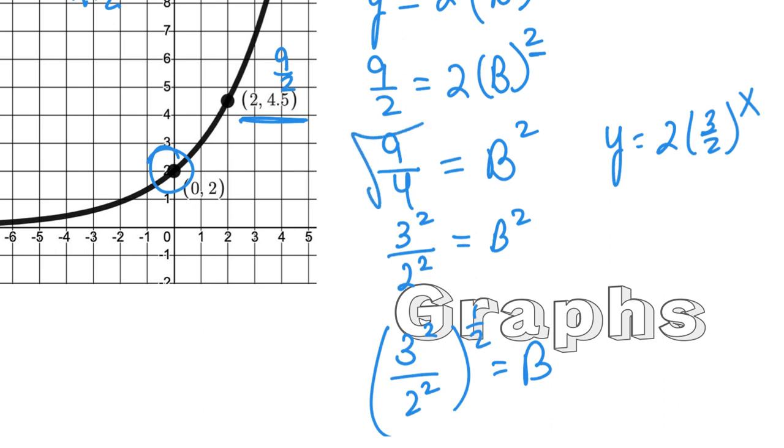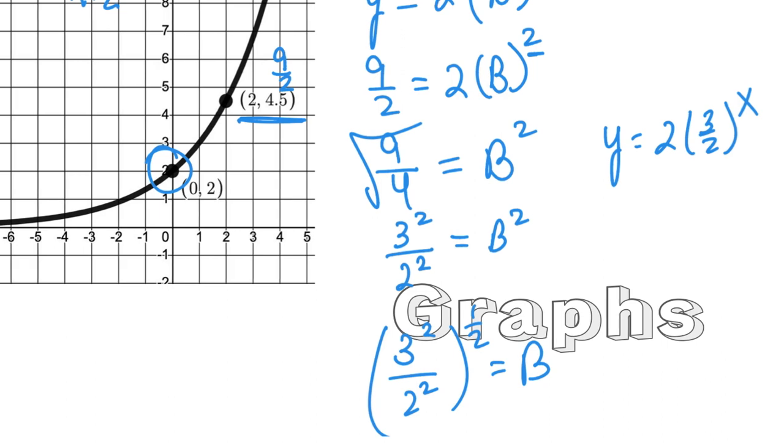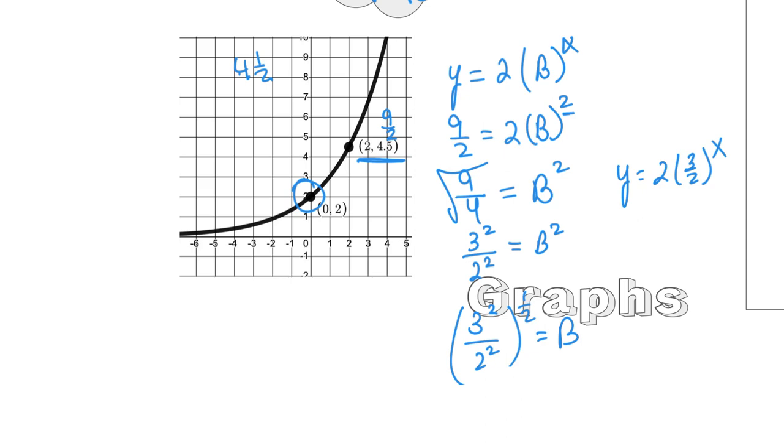Now keep in mind, you could have just square rooted this as well. How come I didn't do a plus or minus to that square root? There's not going to be any negative values. Our B values are going to be positive. Okay? We okay with that one?